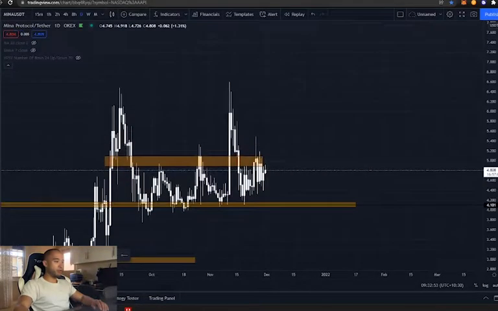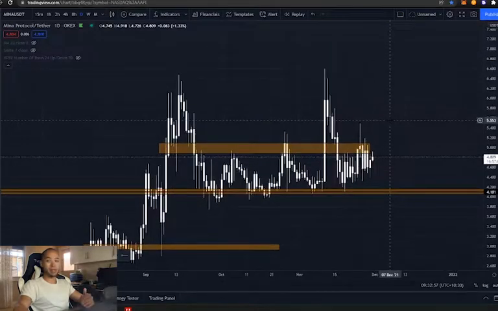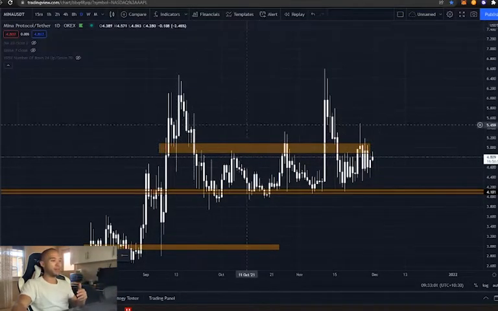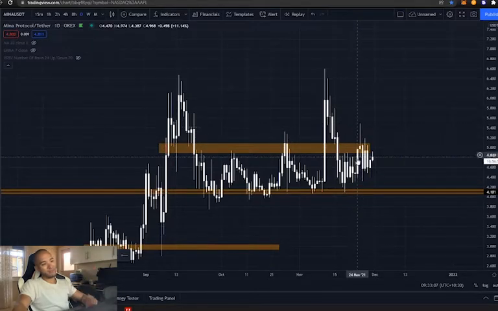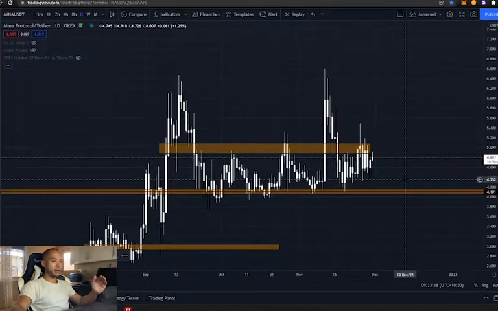Mina is boring as fuck. It's just in a range. Every time Mina breaks above the $5 mark, we see a full pullback down, and then we start consolidating. We've seen it here again. It tried to break through the $5, but it came back down, and now it's consolidating. Extremely boring price action, but I'm holding Mina until at least 2025. I've got really high hopes for the long-term vision of Mina.